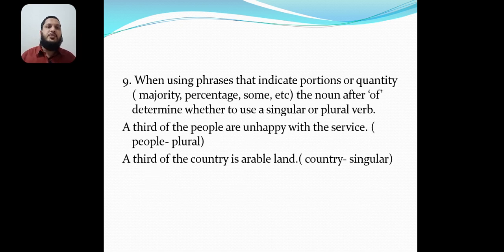Number 9, when using phrases that indicate portions or quantity, words like majority, percentage, sum, etc., the noun after of determines whether to use a singular or plural verb. A third of the people are unhappy with the service. A third of the people. So people is plural, so we have to use a plural verb. A third of the people are unhappy.